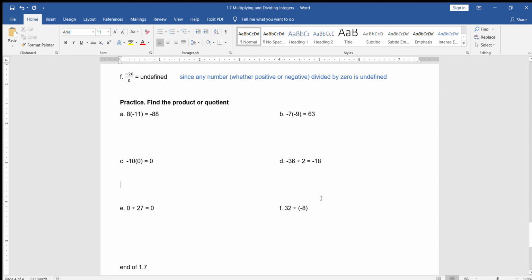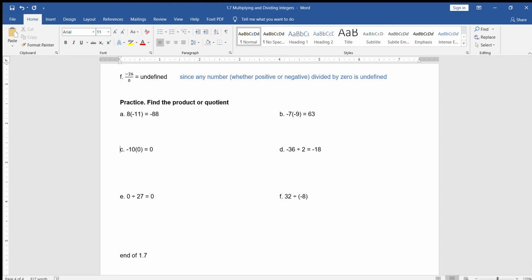32 divided by negative 8. What is your answer going to be? Negative or positive? Negative. And 32 divided by negative 8, my bad on that, 32 divided by 8 should give you guys 4. So your answer is negative 4.